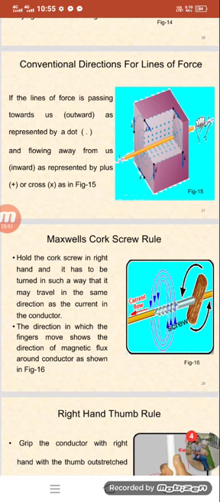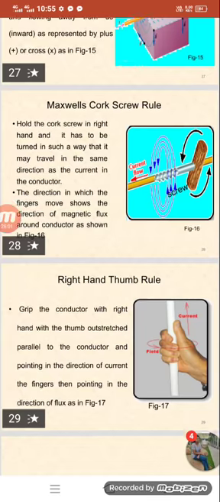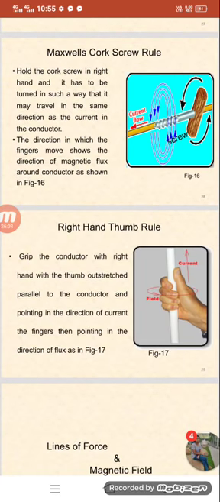Going for the explanation of the right hand thumb rule. Grip the conductor with our right hand with the thumb outstretched parallel to the conductor and pointing in the direction of the current, the fingers then point in the direction of the flux. Suppose we are gripping the conductor with our right hand, the thumb is outstretched parallel to the conductor pointing in the direction of the current, and the fingers encircling the conductor point in the direction of the flux.